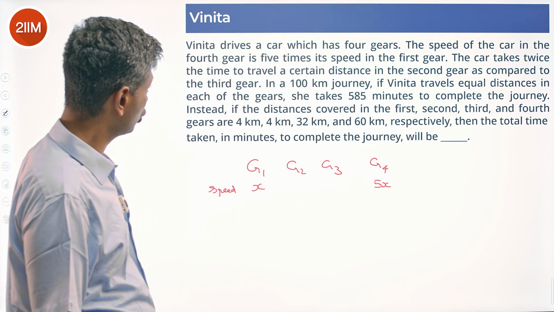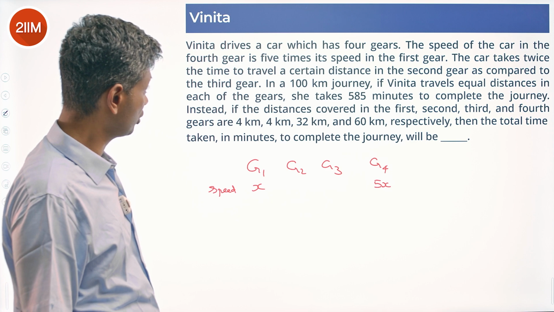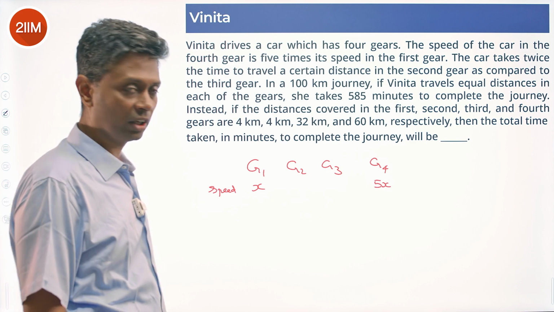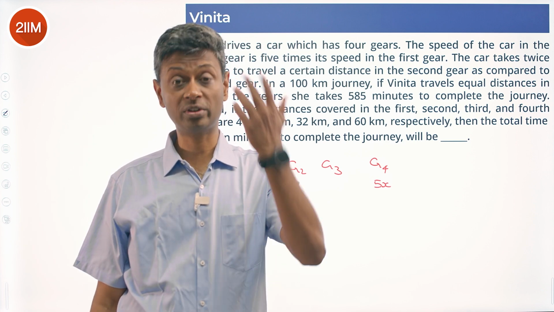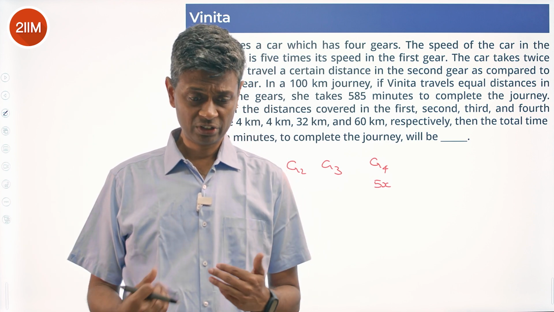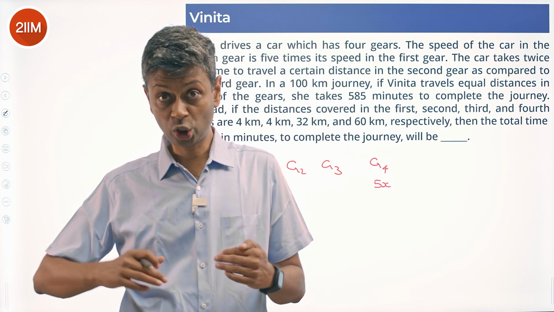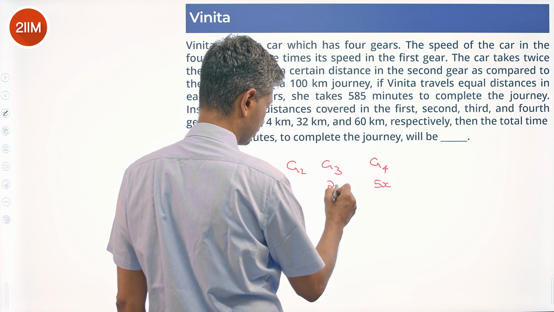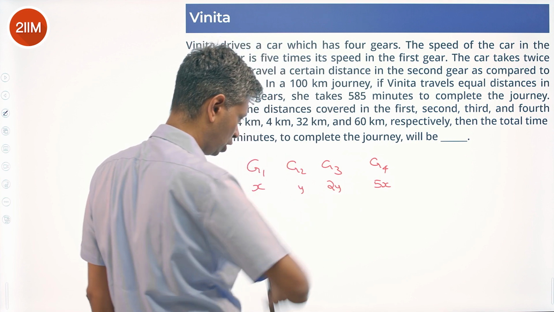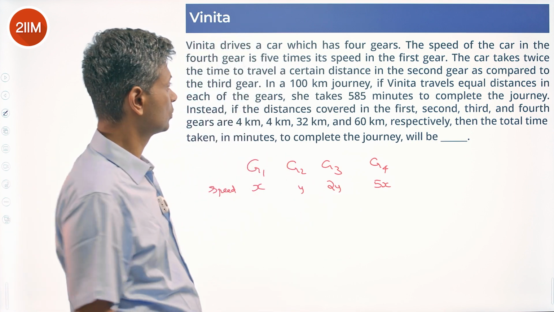The car takes twice the time to travel a certain distance in the 2nd gear as compared to the 3rd gear. In the 2nd gear, it takes twice the time. That means 3rd gear has twice the speed. Same distance, 2nd gear takes more time. It's slower. Twice the time as in 3rd gear. So, 3rd gear speed should be twice 2nd gear speed.